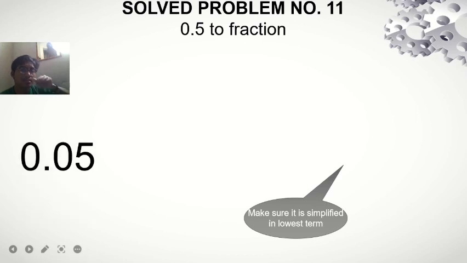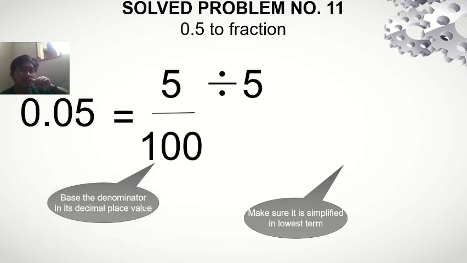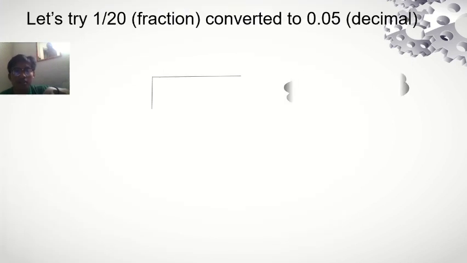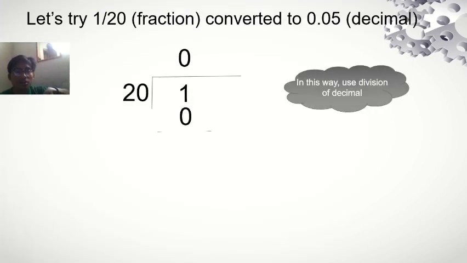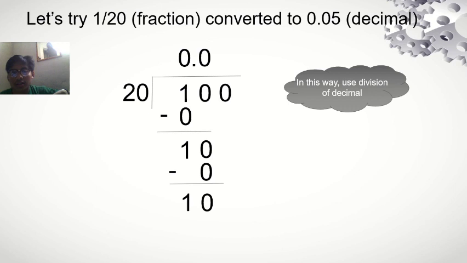Next, how about this? It's the same. It is 100 because it is in the hundredths place. Divided by 5, we have 1 over 20. Then let's try. 0. Bring down, still 0, because it cannot be. 20 times 0 is 0. Minus 10. Then add another 0. 100 divided by 20 is 5. 20 times 5 is 100. Remainder 0.